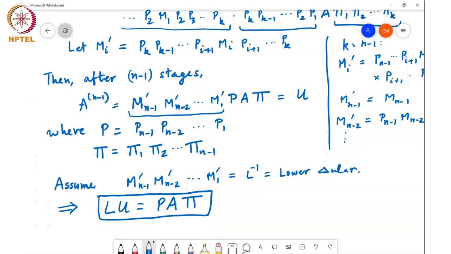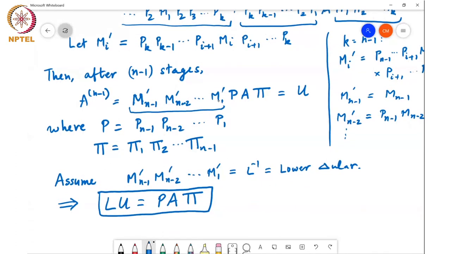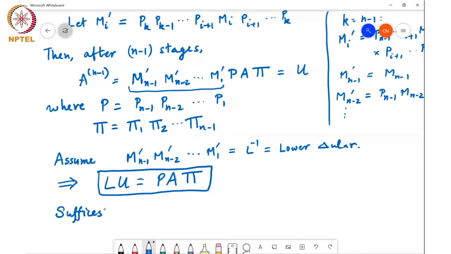Now, the point is that if each of these matrices were lower triangular, then of course their product would also be lower. In fact, they're all matrices which we defined. The original M k's that we defined were unit lower triangular. So we'll end up showing that these matrices are also unit lower triangular. So it is sufficient to show that mi dash is unit lower triangular.